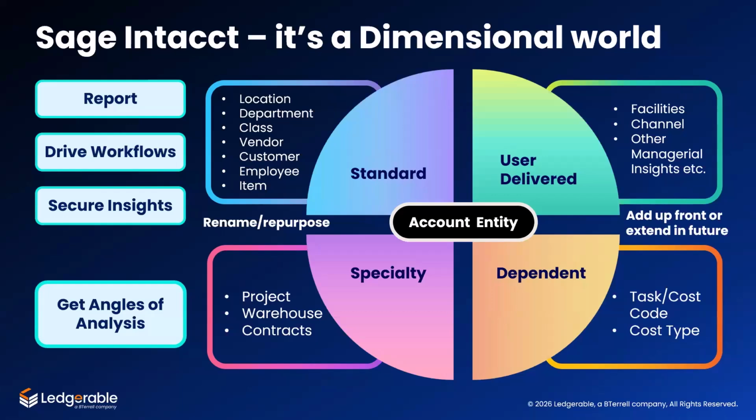You can tag every transaction with context. Standard ones like location, department, vendor, specialty ones like project, contract, warehouse, dependent ones like cost code and cost type, and you can even create your own for things like facilities or any other metric that matters to you. You can rename them to match your terminology, for example, calling the department cost center instead. Now, this keeps your chart of accounts clean and manageable while giving you incredible flexibility for job costing, reporting, and work breakdown structure.